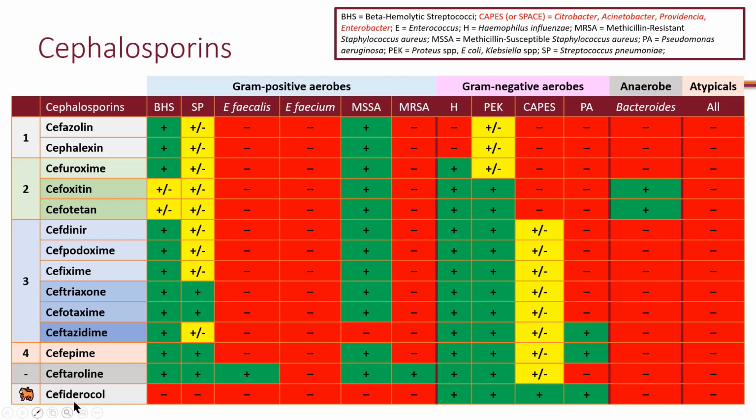And more recently, we had cefiderocol come to the market, and just like aztreonam, cefiderocol does not have activity against any gram-positive, but it has perhaps the best activity against gram-negatives. So it pretty much covers anything that's gram-negative that's clinically important, including Pseudomonas and Acinetobacter. Pretty much the majority of these beta-lactams are not good against Acinetobacter. Cefiderocol has good activity.